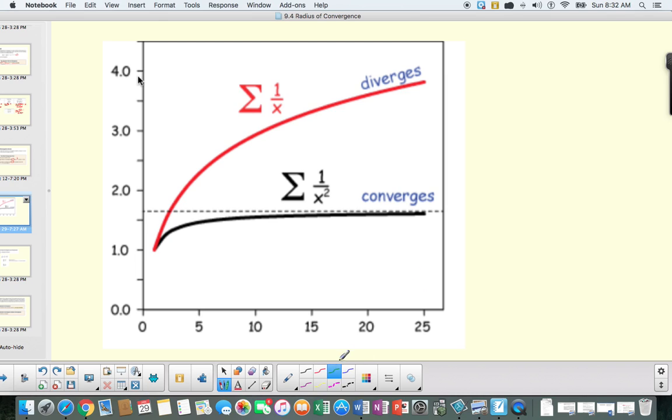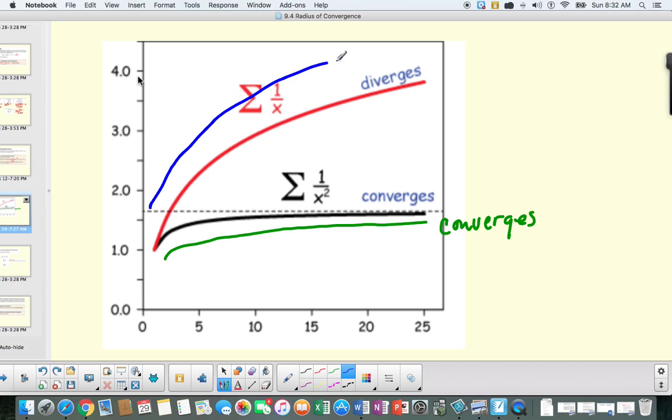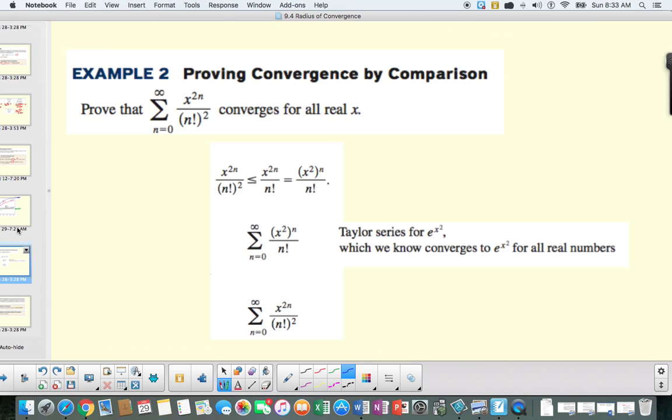So if an unknown series is underneath a convergent series, we can say it converges. So this unknown series will converge because it's underneath a converging series. Now, if a series lies above a diverging series, then we say it diverges. And that's what the direct comparison test is showing us. Okay, let's take a look at some examples.